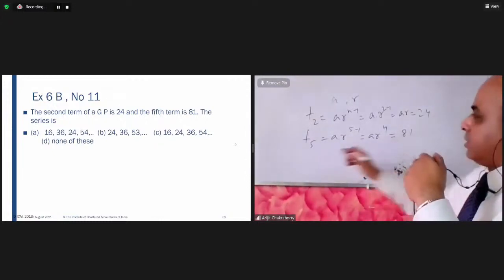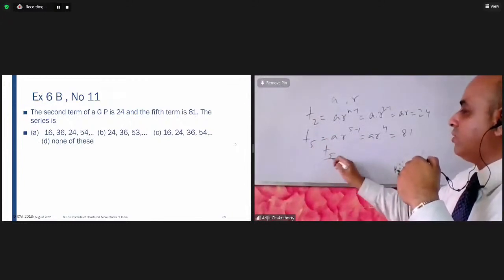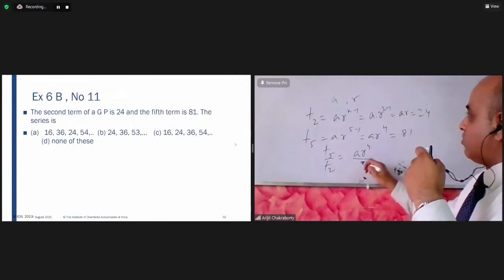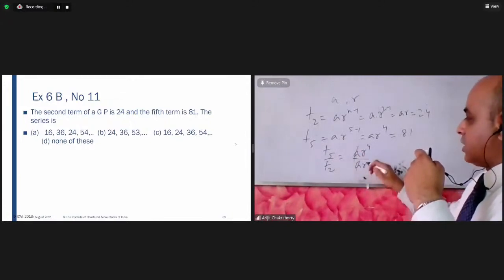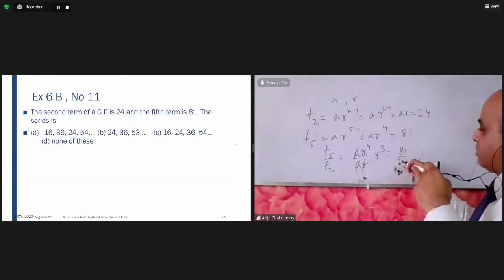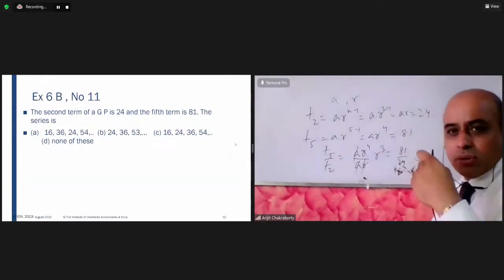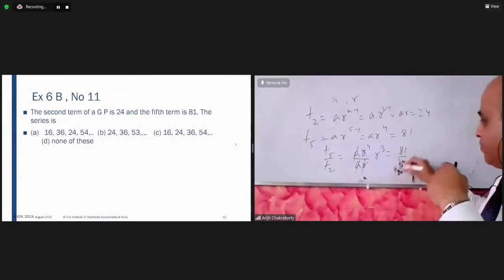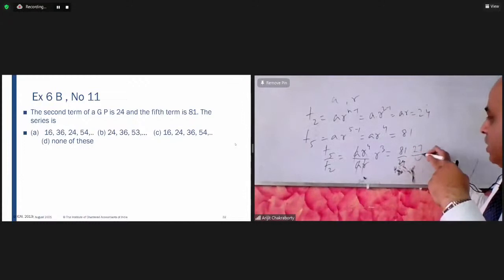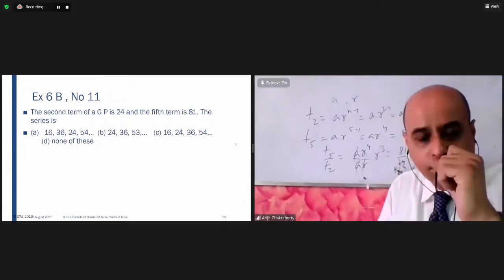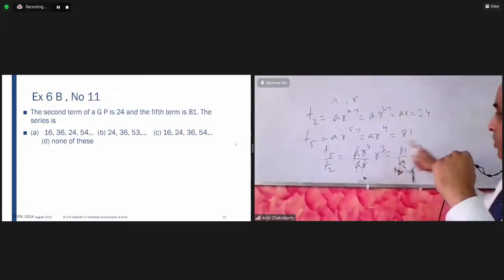If you just divide T5 by T2, you get AR to the power 4 by AR. So A cancels, R cancels, and you get R cube is equal to 81 by 24. This will go by 3 to give 27 by 8. 27 by 8 is a beautiful number. It's nothing but a cube. So R cube is 27 by 8.